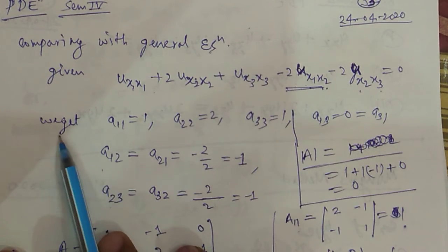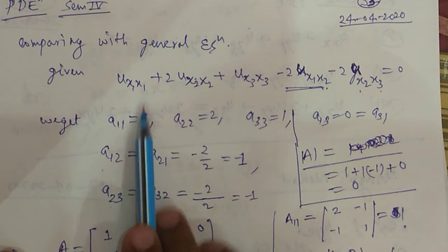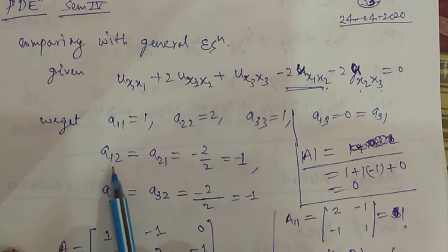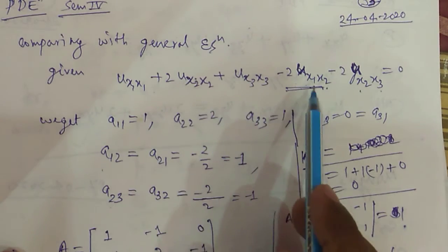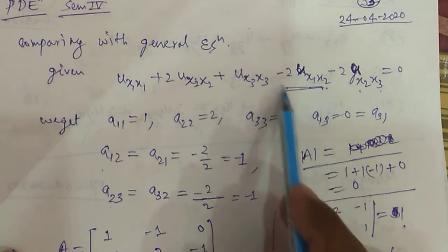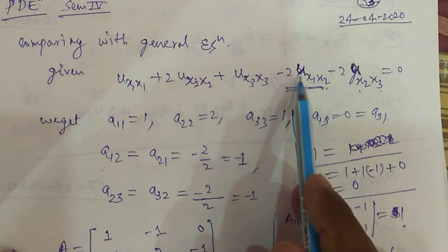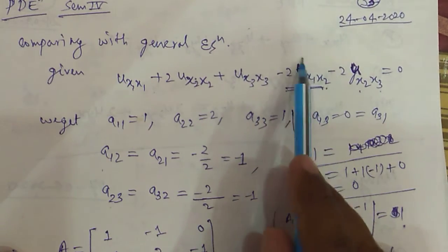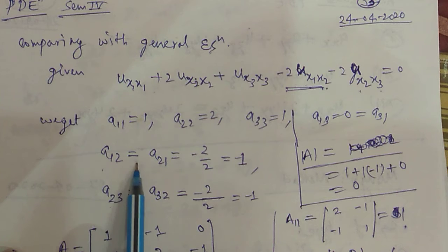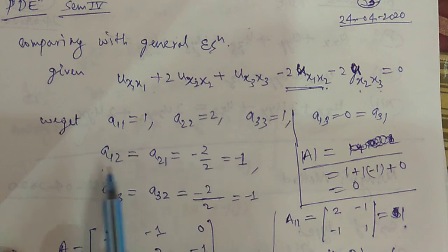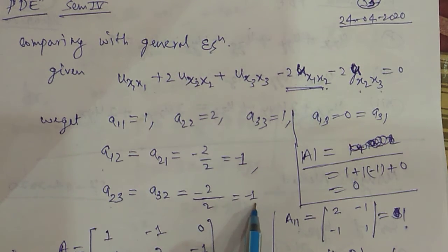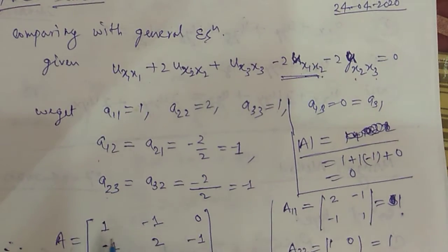So we get a11 the coefficient of u x1x1, and a22. Because here both the coefficients of x1x2 are written the same, these are the sum of two terms, u x1x2 plus u x2x1. So it is 2 times. So the coefficient a12 equal to a21 equal to minus 2 upon 2. So a12 equal to a21 equal to minus 1. Similarly a23 equal to a32 equal to minus 1. So in the matrix we have 1, minus 1.